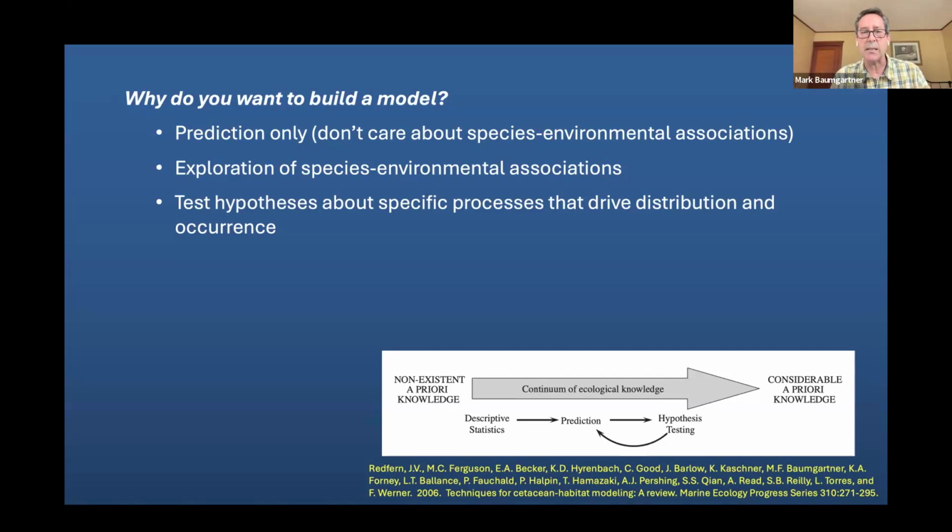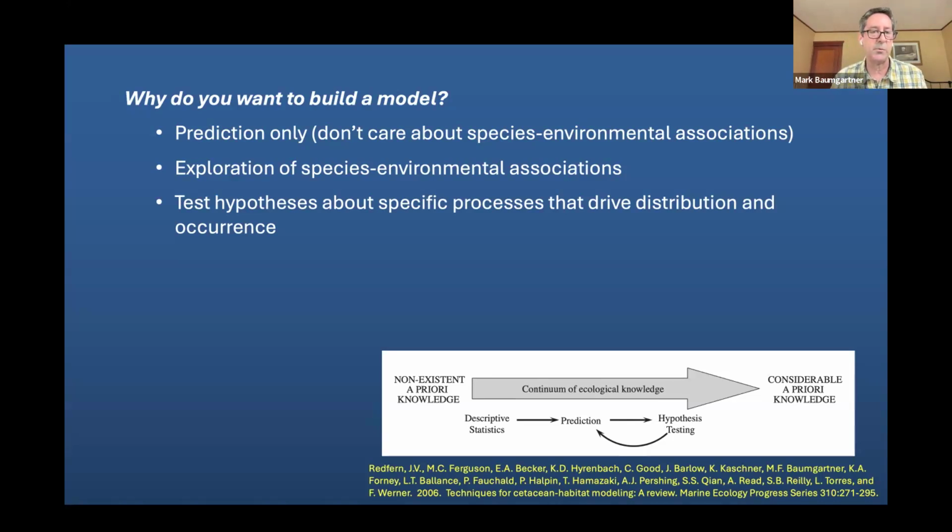the habitat modeling spectrum. Do you know kind of nothing about a species? So that's where you have non-existent a priori knowledge, and maybe you're just going out to collect data to say, okay, to do something as simple as we found a bunch of these animals in this spot and we didn't find them in this other spot. So what's different from the standpoint of the ocean between those two spots?